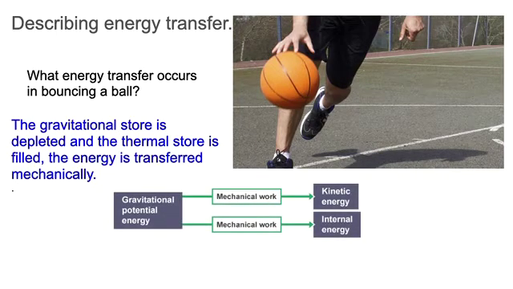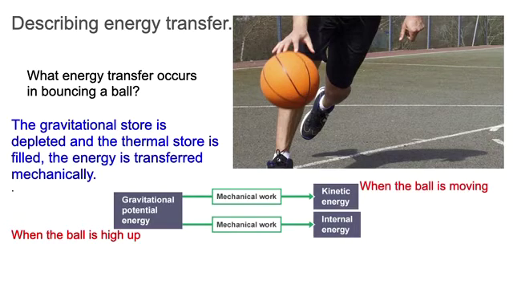Gravitational potential energy, GPE we call it sometimes. Mechanical work to kinetic energy, mechanical work to internal energy. So there's quite a transfer going on there. When the ball's up high, you have the potential, and when the ball is moving, you have the kinetic. When you hit the ground, you've got the internal energy, that movement of the molecules inside, that vibration, that's causing the heat. And there is heat when you bounce the ball on the floor. Very small, but there is.